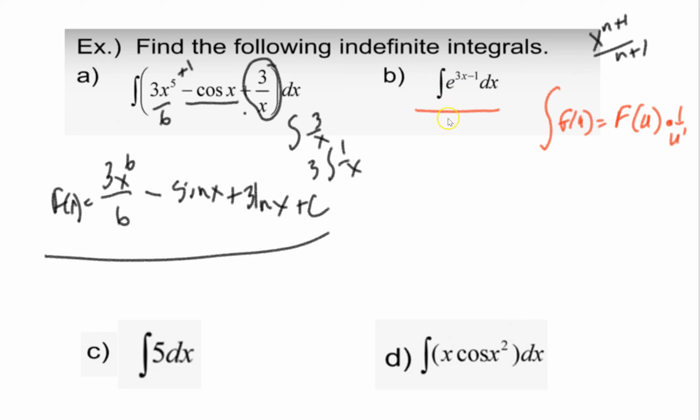So for e, that part's easy. Integral of the outside is e. Leave the inside alone. Integral of the outside, e to the 3x. And then we're going to divide by the derivative of the inside. Derivative of that is 3, so 1 over 3, plus C. That's my function.